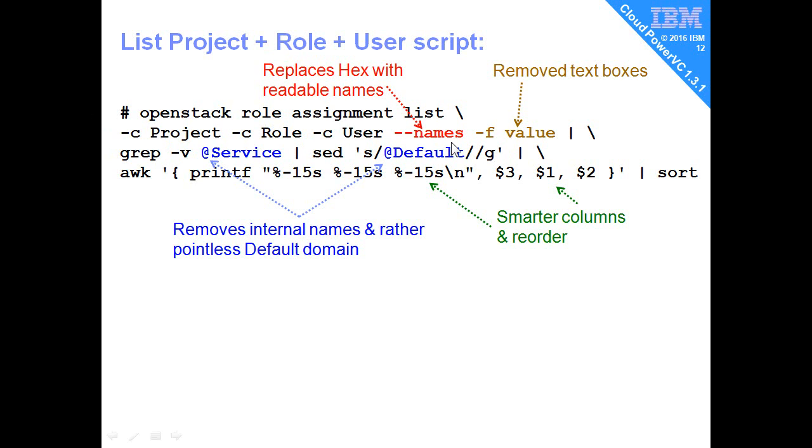Then we've got the -names in here, so we get rid of the hexadecimal. And if we use the -f value, that removes these funny text boxes around the outside of the output. I personally think they're ghastly, but that's the way it's done.